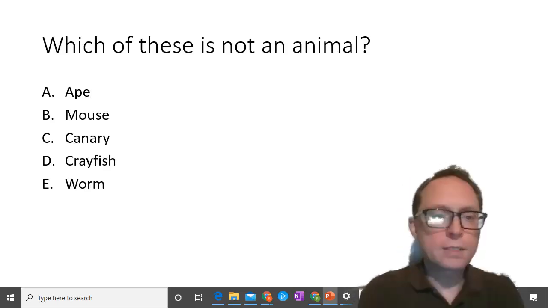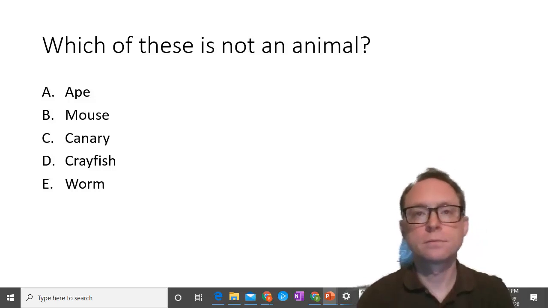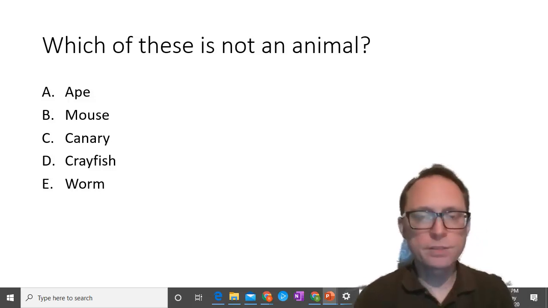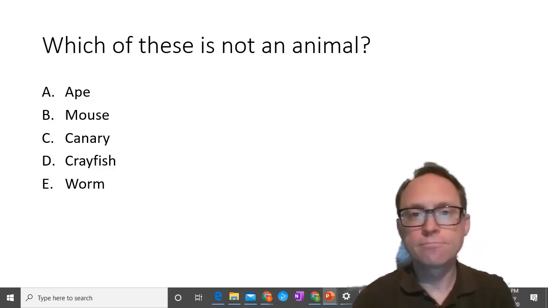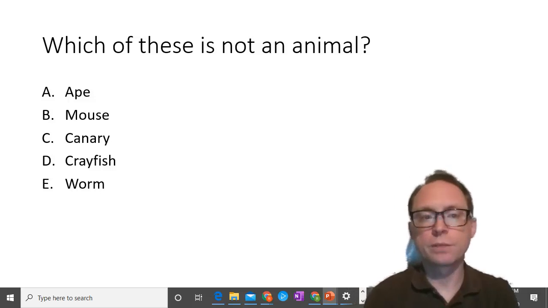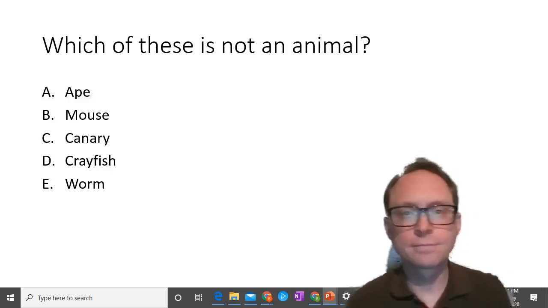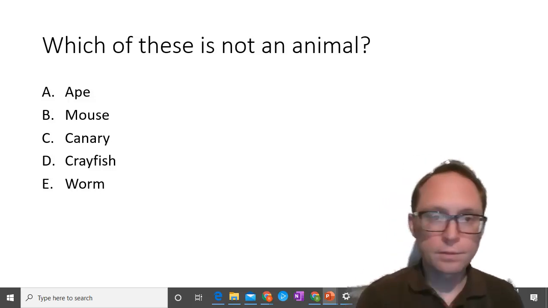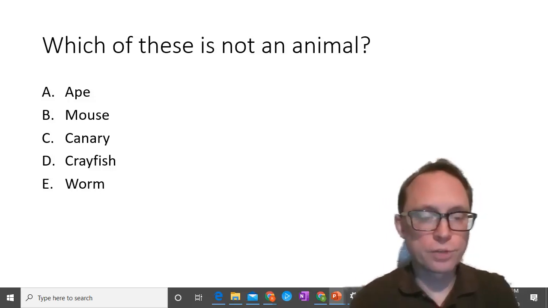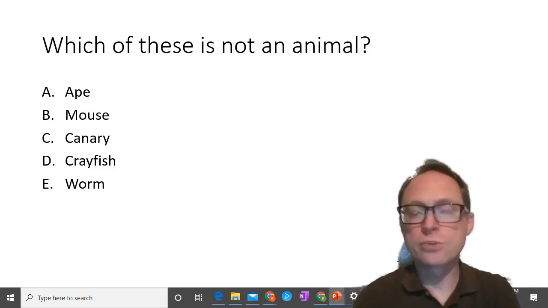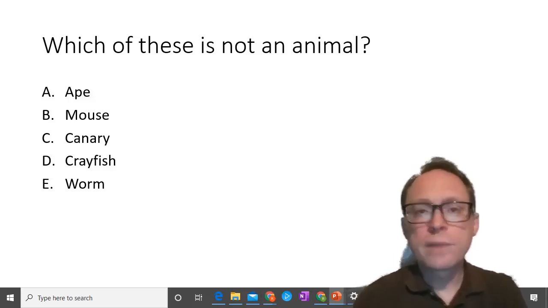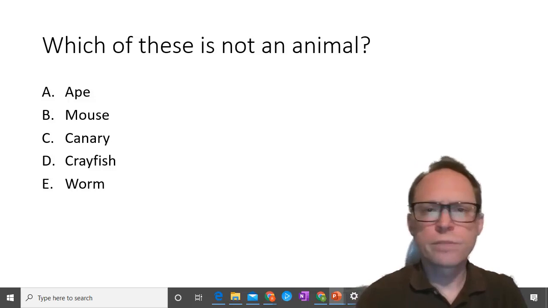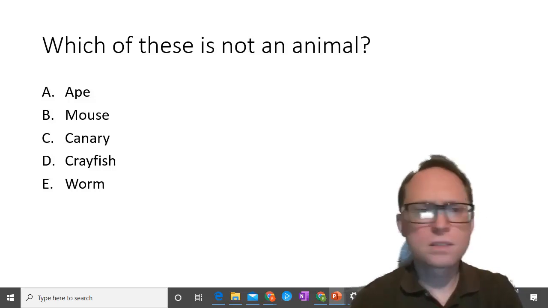So the first thing I want to ask is, what's an animal? So which one of these is not an animal? And I know that's not a fair question, but go ahead and answer. Now, of course, I'm not sure which one you chose. I'm assuming you probably chose a worm if you had to choose any. But the question might be confusing to you. You're saying, hey, which one of these is not an animal? That doesn't make any sense.